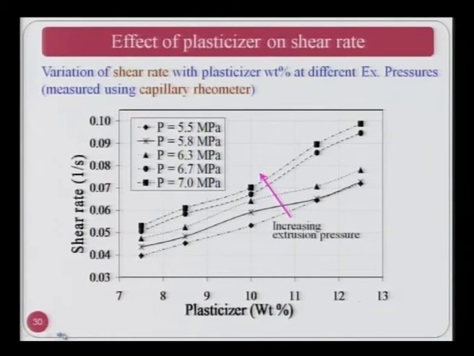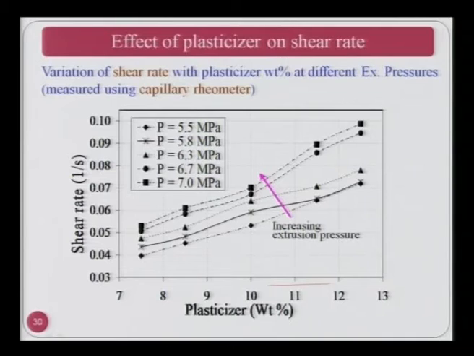Now, effect of plasticizer on shear rate. Variation of shear rate with plasticizer weight percent at different experimental pressures, measured using a capillary rheometer. You can clearly see that as the weight percent of the plasticizer is increasing, shear rate is increasing, and the arrow indicates the increasing extrusion pressure.